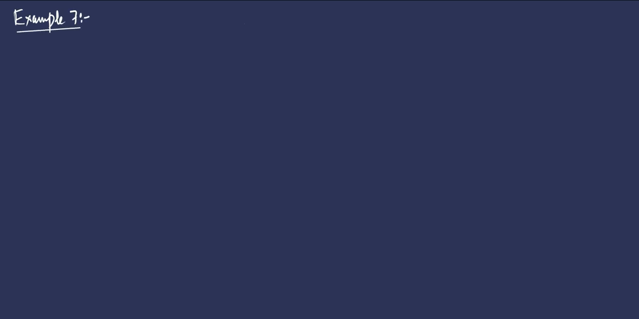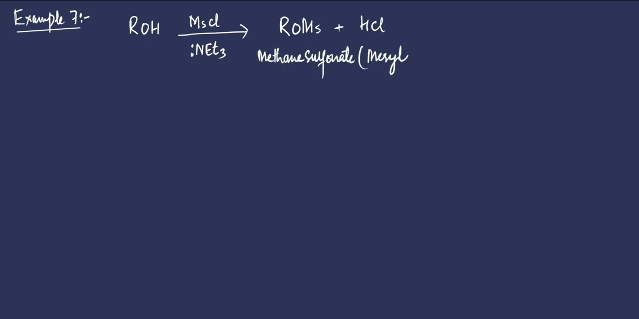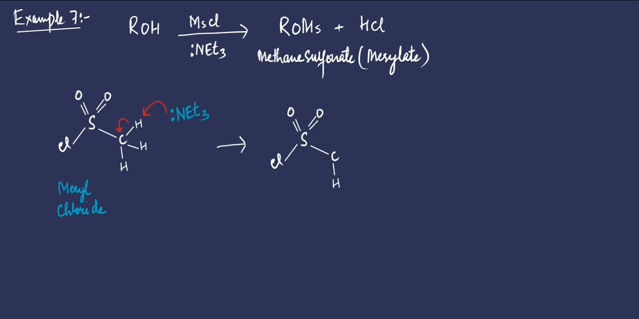Consider this example. It is a case of deceptive substitution. It seems that the mesyl group has substituted the H of the alcohol. But that is not the case. This is the structure of mesyl chloride. You see, this methyl group is directly attached to the sulfonyl group, which is electron withdrawing in nature. Thus, these hydrogens are acidic enough to be deprotonated by a strong base, triethylamine. This forms a conjugate base, which can then expel chloride anion to form this compound called sulfene.